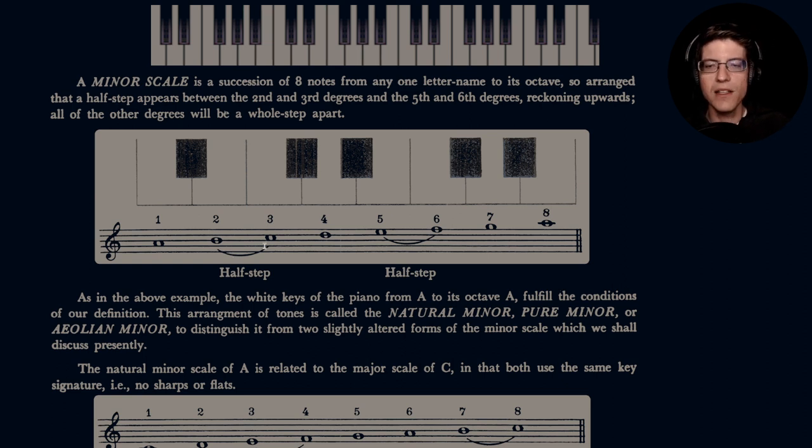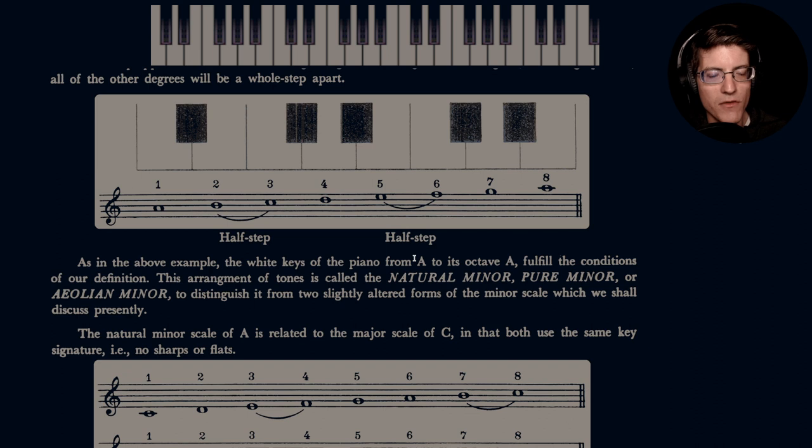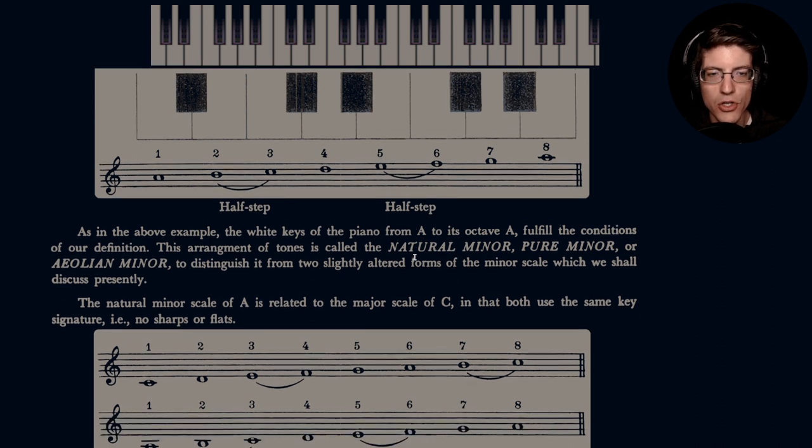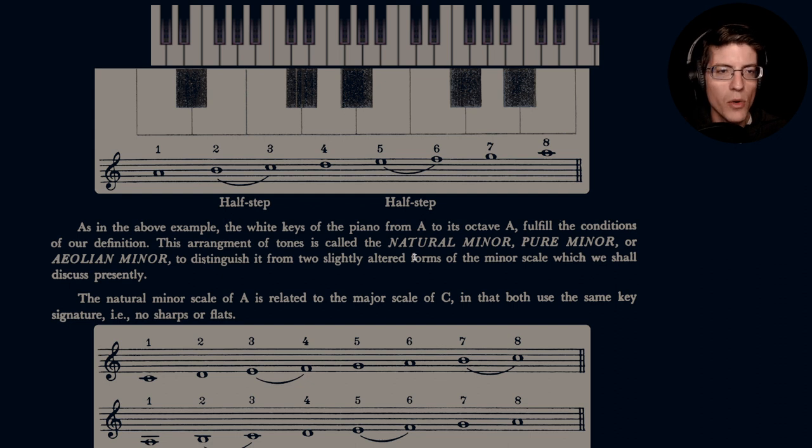Okay. As in the above example, the white keys of the piano from A to its octave A fulfill the conditions of our definition. This arrangement of tones is called the natural minor, pure minor, or Aeolian minor. Once again, hearkening back to those modes, to distinguish it from the two slightly altered forms of the minor scale, which we shall discuss presently.